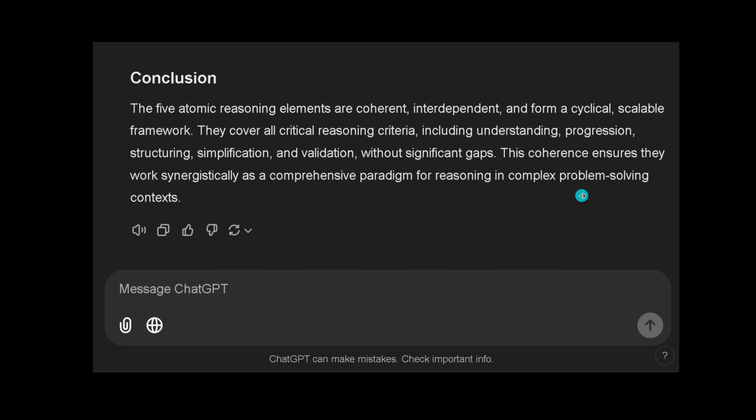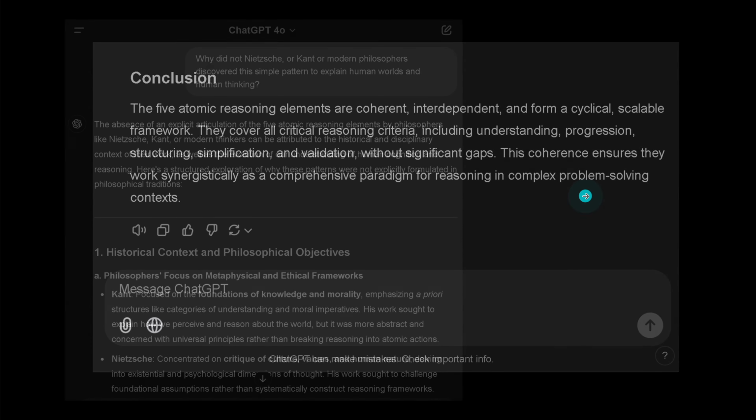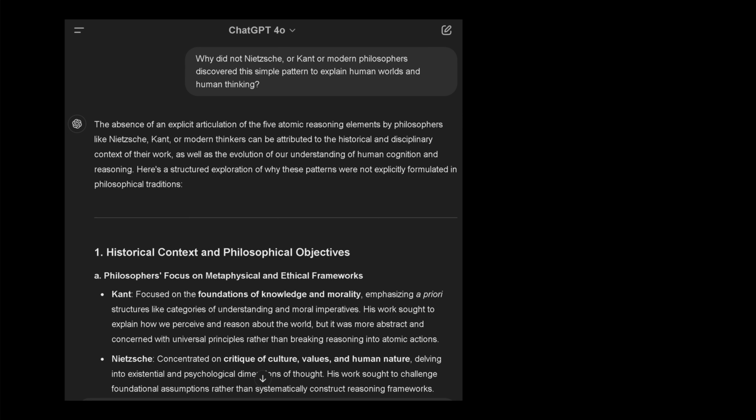in time where some new roads open up to us. No? But just to make self-reflection, we have to make sure that we are not going somewhere crazy. I said, but why did not Nietzsche or Kant, as a modern philosopher, discover this simple pattern to explain here the complete human world and the human thinking process? And ChatGPT always has an answer. There's no problem, it can't answer. And said, yeah, okay, so if they focus on metaphysical and ethical frameworks here, Kant, for example, here the foundation of knowledge and morality, or Nietzsche here the critique of culture, values, and human nature.